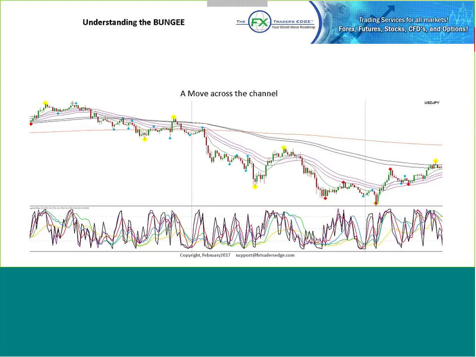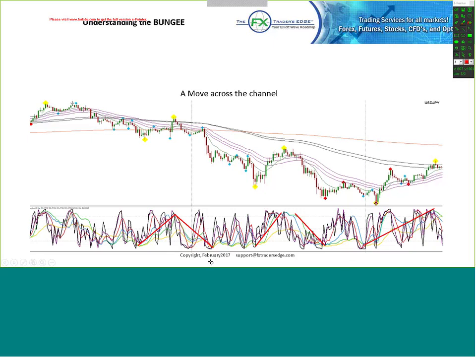Now, for stronger moves than just the red bungee moving around and the blue bungee, you will notice that we get moves of the green bungee and the yellow bungee across the channel. You can see here, the green bungee has moved right from one side to the other, back down again, back up again, back down again, back up again. Actually, that last one was wrong. Back up again.